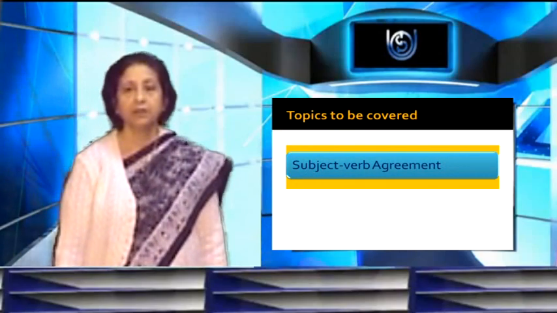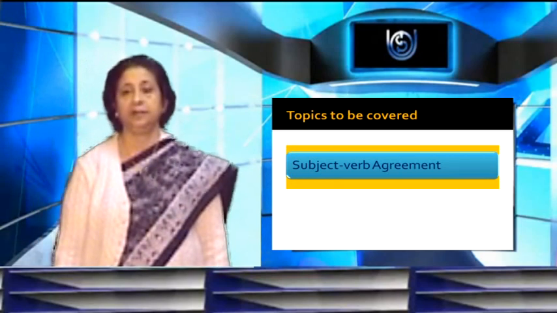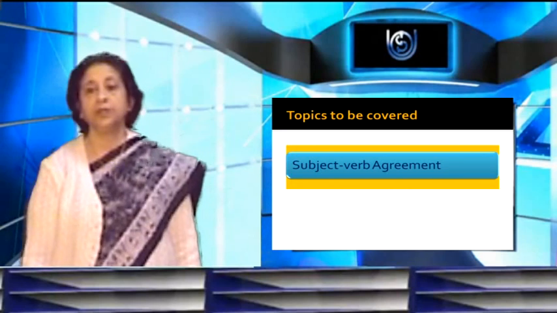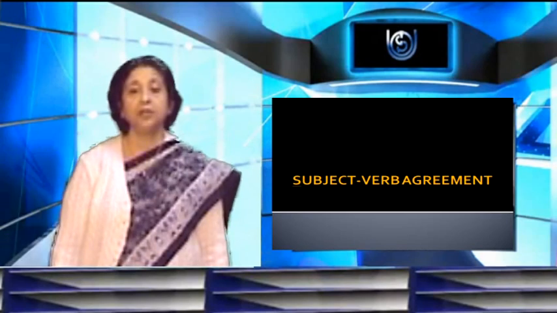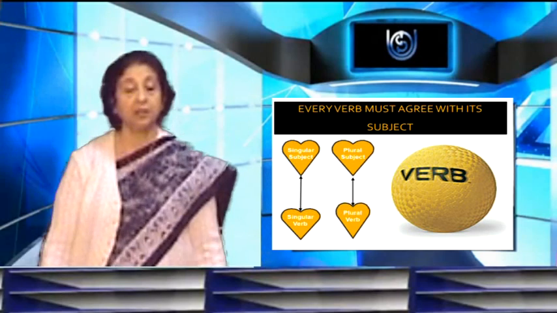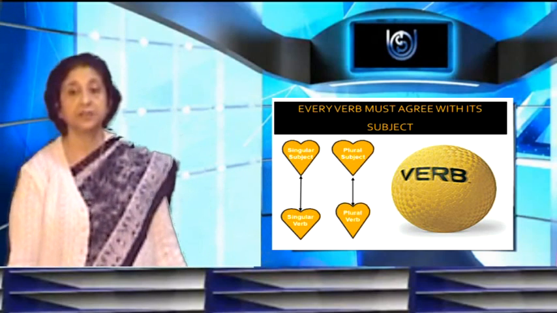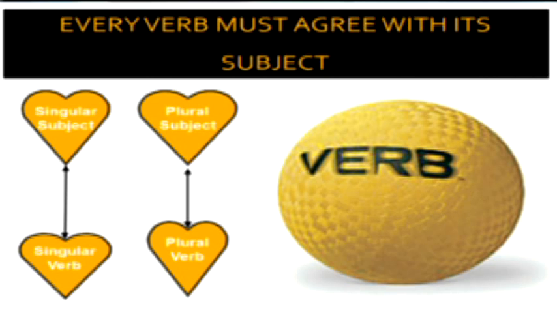In this session, we've covered the topic of subject-verb agreement. Now, subject-verb agreement is related to the knowledge of singular and plural. First, you are all aware of what a singular subject and a plural subject are. If the subject is singular, then the verb will also be singular. And if the subject is in plural number, the verb will also be plural.